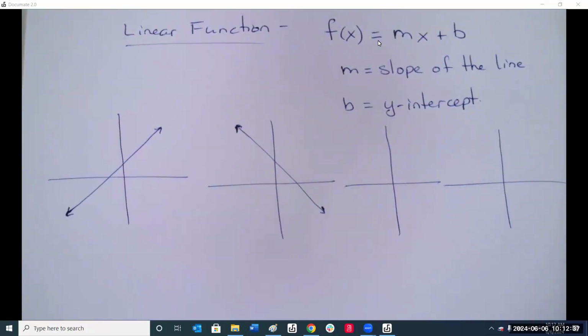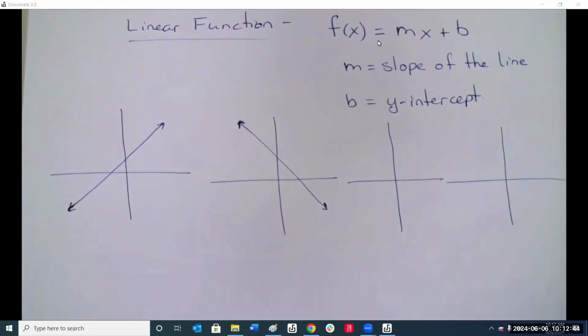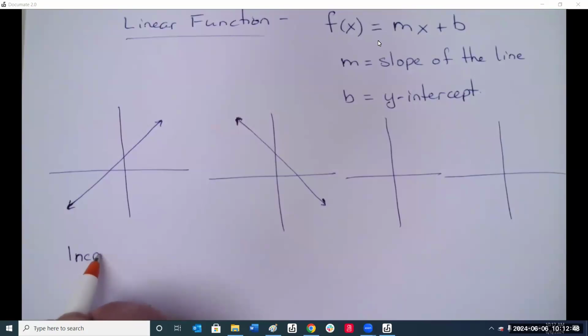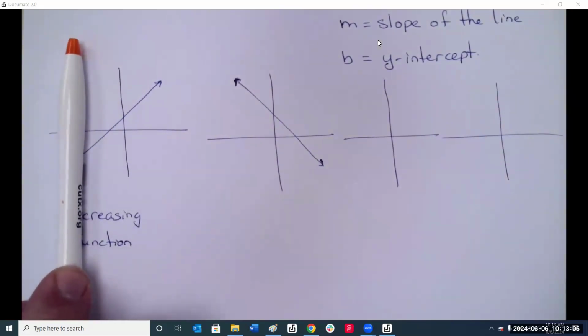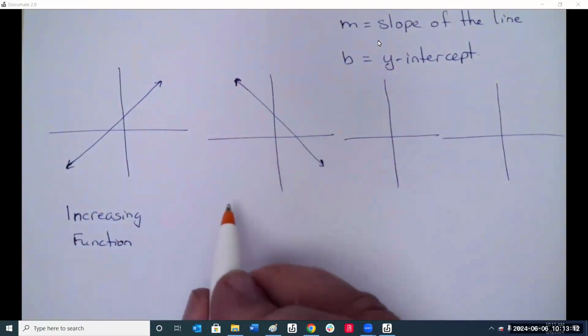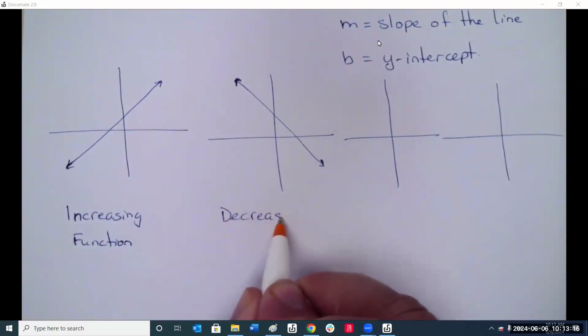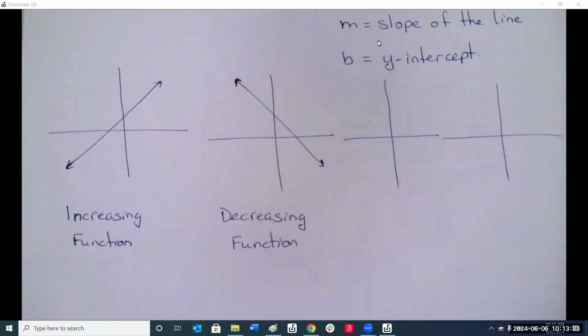What's the difference between these two? Which one's which? Well, this is an increasing function. How do we know it's increasing? Remember, math is a language. As we go from left to right, the graph goes higher, so it's increasing. The second one is a decreasing function. Same reasoning. As we go left to right, the graph goes down.